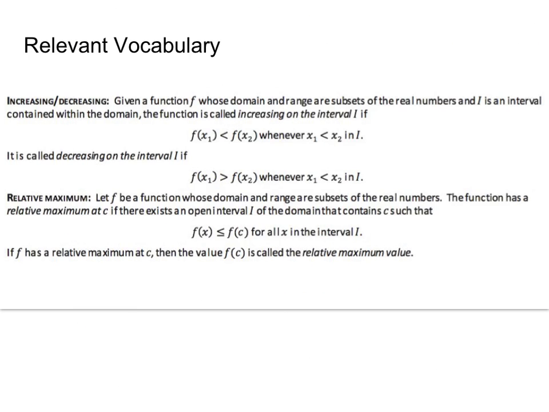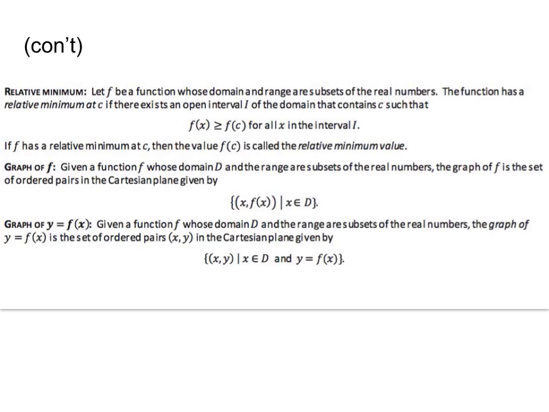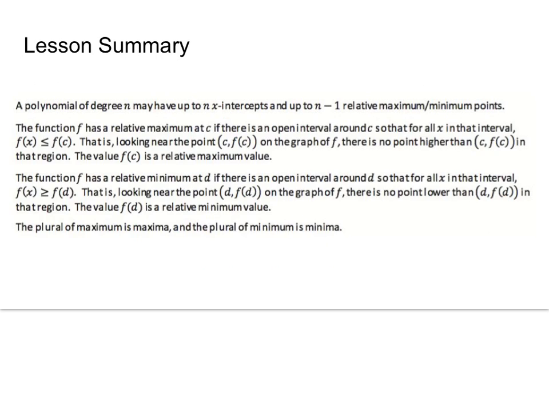Okay, relevant vocabulary. Go ahead and read through these. It's some things that we did and did not deeply cover in the lesson. We talked a little bit about it and continued. And then lesson summary. A polynomial of degree n may have up to n x-intercepts and n minus 1 max and mins. Okay, that's the last thing we just talked about.